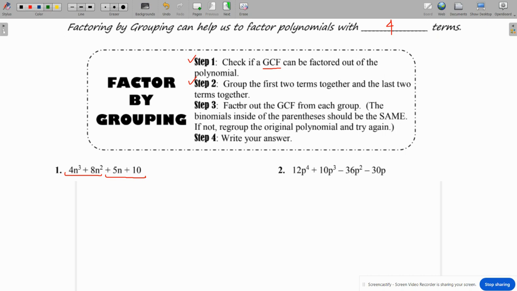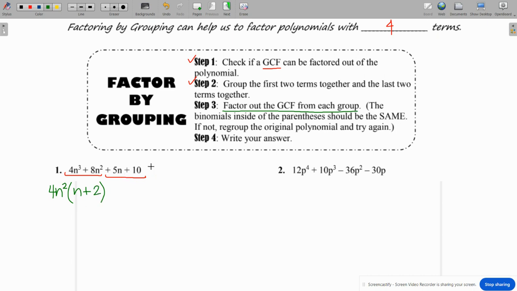So the third step is to factor out the GCF from each group. The binomials inside the parentheses should be the same after you've done that factoring. So here's what I mean. The first group, 4n cubed plus 8n squared, the GCF of those two terms is 4n squared. So if we factor 4n squared out, then in the parentheses, we would have 4n squared times what is 4n cubed? That would be n. 4n squared times what is 8n squared? That's going to be plus 2.